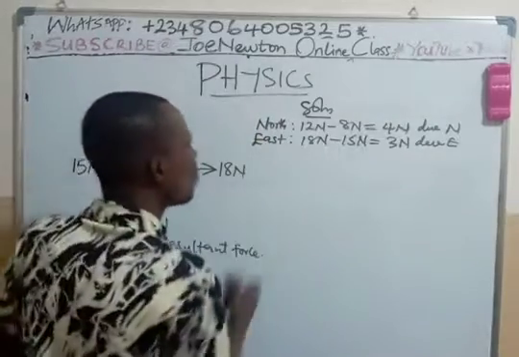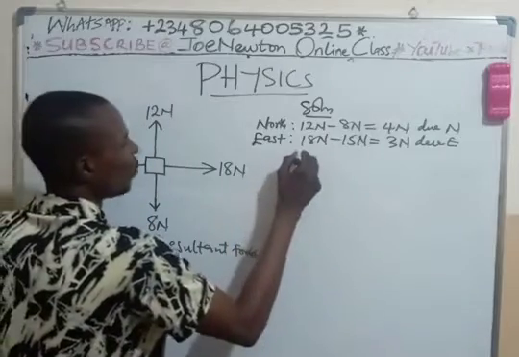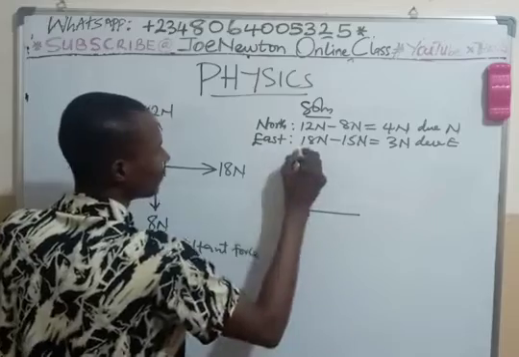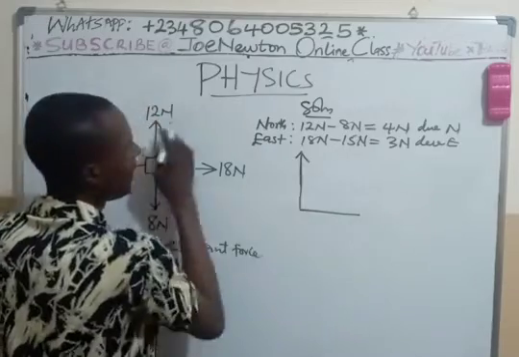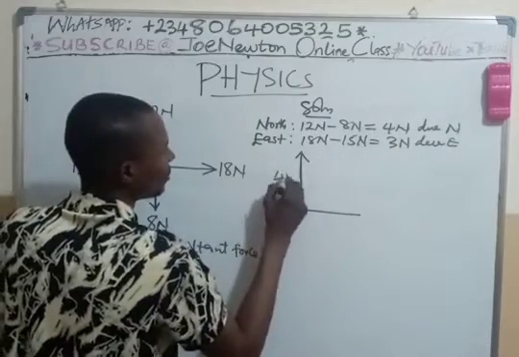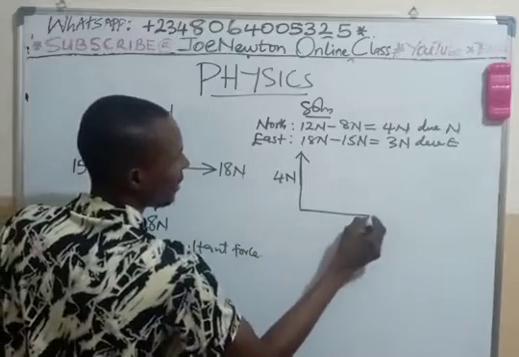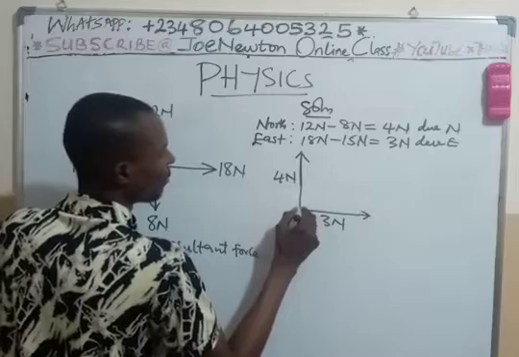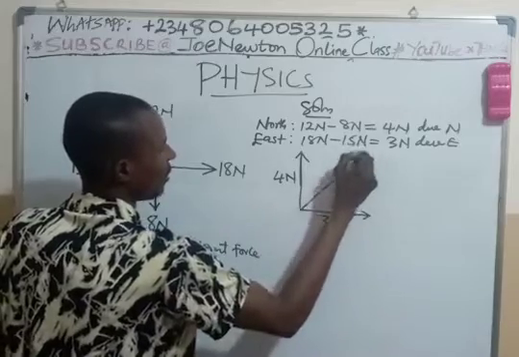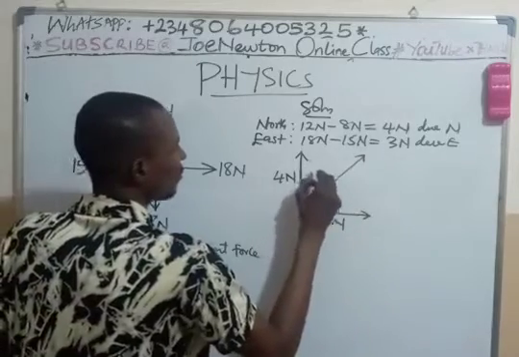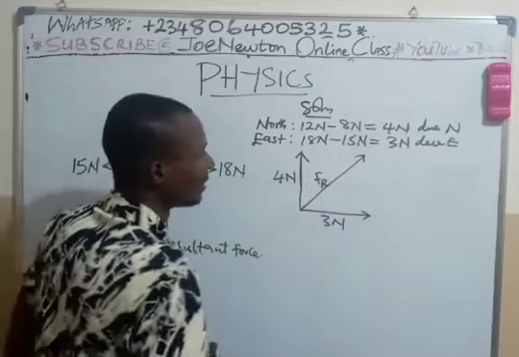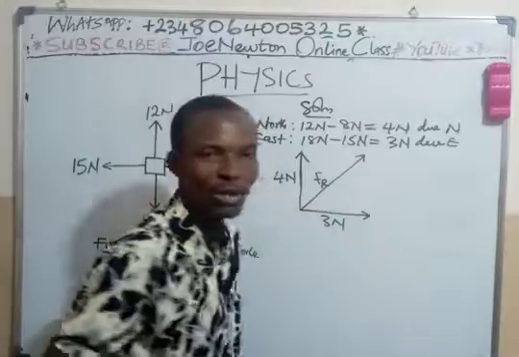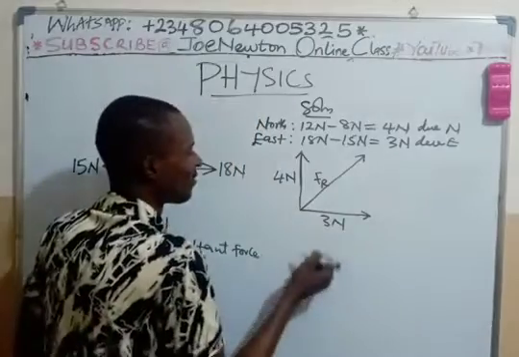Now, sketching what we have here, it will be like this. This is what we are going to have. Here we have 4 Newton, then in this direction we have 3 Newton. So this is the resultant force. Let's call it F resultant. The resultant force is given by using Pythagoras theorem.